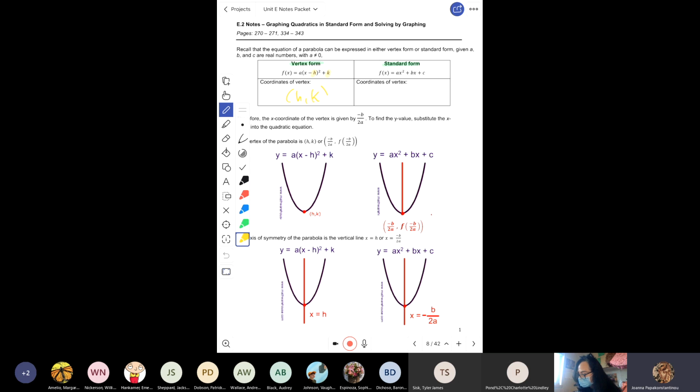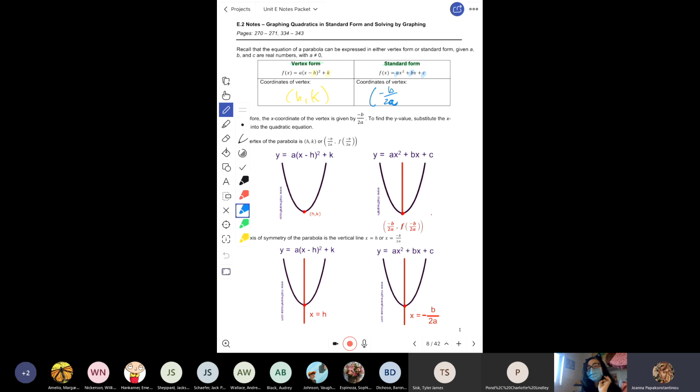But what happens if we are given it in standard form? If we are given the equation in standard form, well, we're going to utilize these values, these coefficients, the constant, a, b, and c, to be able to represent the vertex by looking at the x value, which will be negative b over 2a. So that is going to give me my h. That's going to give me my x value of my vertex.